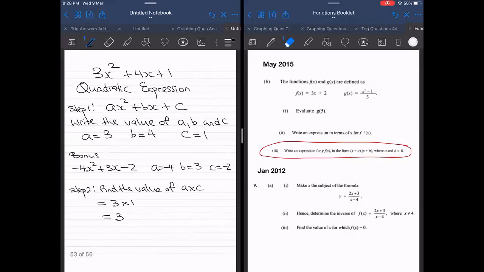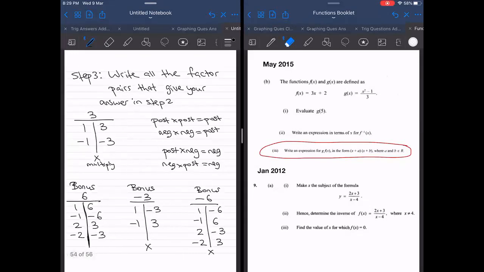So again, what are we doing? We're trying to factorize the quadratic 3x squared plus 4x plus 1. The first step, write down your A, your B, and your C. Step 2, find the value of A times C. Step 3, right, is just the top, right?